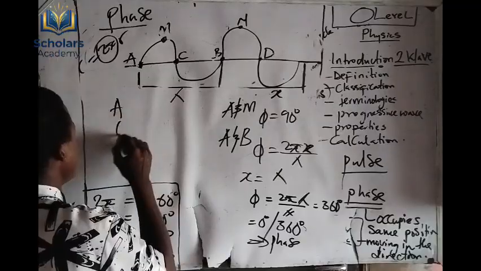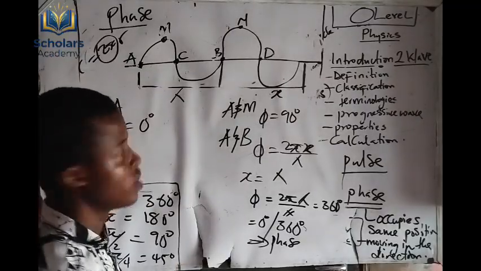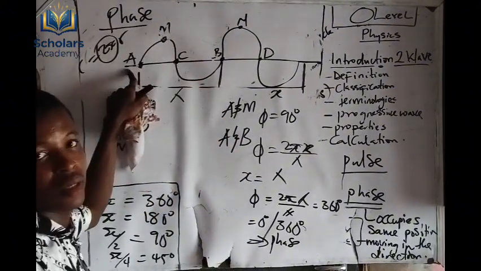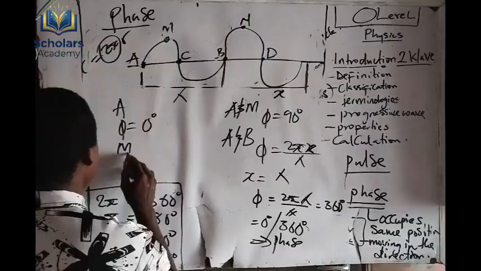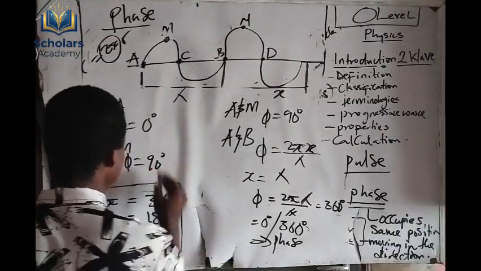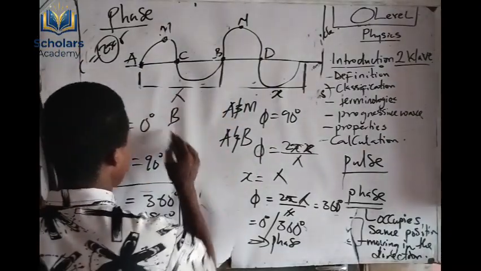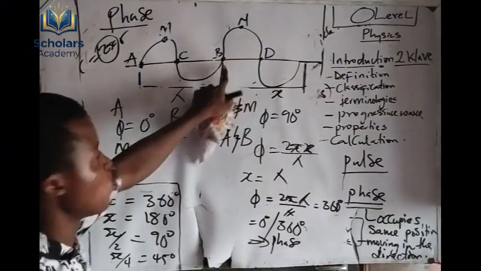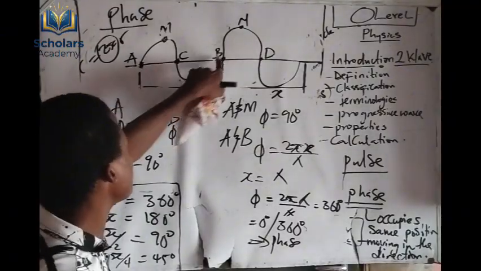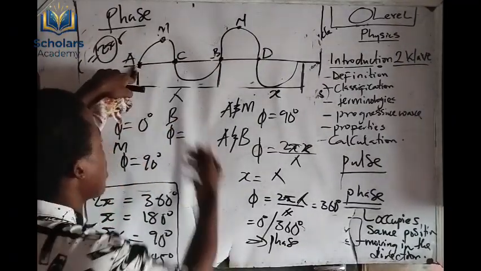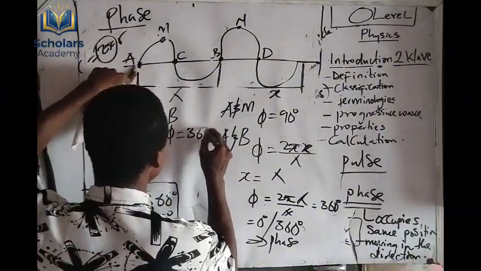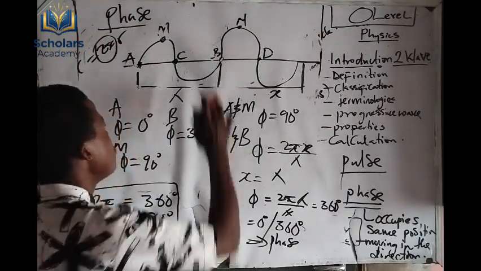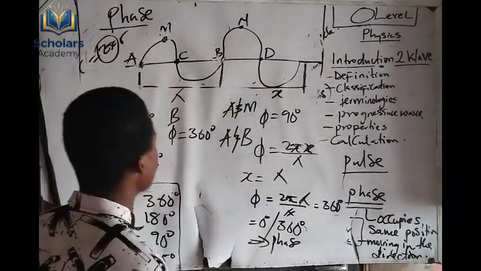The phase angle of A, since we are starting from there, should be 0 degrees. The phase angle of M, the displacement from M to A, because A is the starting point, is what we actually found: 90 degrees. The phase angle of B is what we just found. The displacement of B from A is one wavelength, so we found that it's 360 degrees. It actually means that B will be in phase with A. Are you guys with me? So B will be in phase with A. So don't forget, I said you should go and find what?